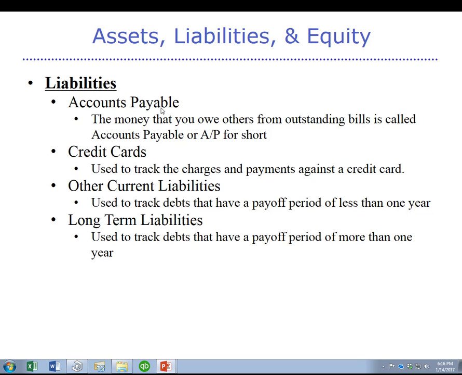So that is liabilities, which again includes accounts payable, credit cards, other current liabilities, and long-term liabilities. If I want to increase the value in liabilities, I have to credit. Or if I want to decrease my value, I use a debit.